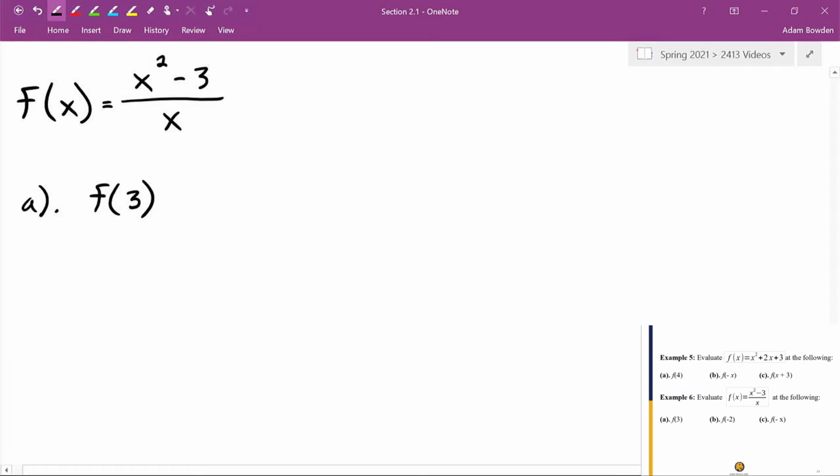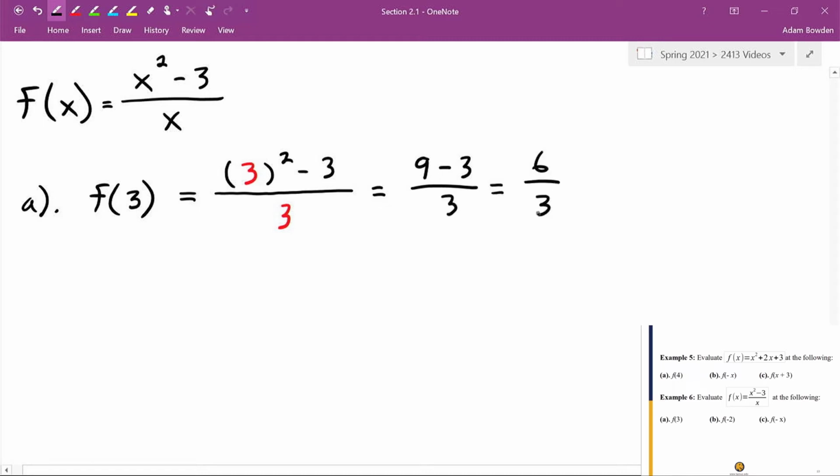So the first thing I'm going to do is calculate f of 3. We'll do that again by wherever x is in the original function, that's where we're going to substitute our number. So up on top, we're going to substitute in a 3 for x, and then a 3 for x underneath as well. So it's going to look like 3 squared minus 3 all over 3. So that'll turn into 9 minus 3 divided by 3, which would be 6 divided by 3, and that would be equal to 2.